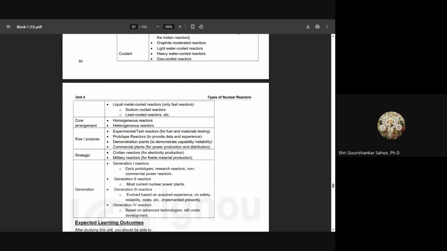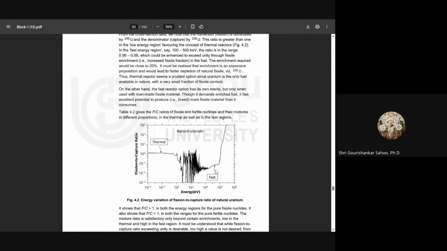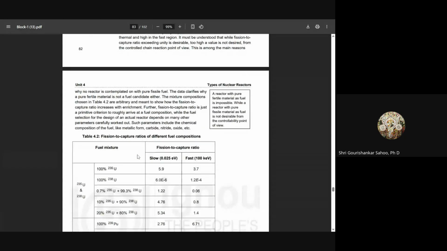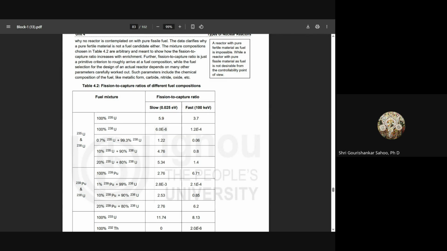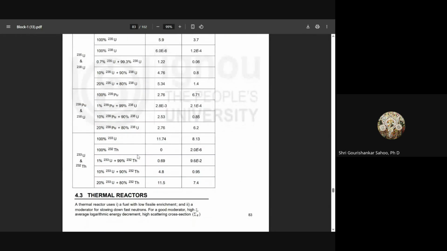Generation 1 reactors are early prototypes, research reactors, non-commercial power reactors. Generation 2 are most current nuclear power plants. Generation 3 are based upon acquired experience, and Generation 4 are advanced technology still under development in different nations. Then energy variation of the fission to capture ratio for natural uranium. On the x-axis you have energy, on the y-axis fission to capture for natural uranium. This is the thermal part, and this is the fast part. The fission to capture ratio of different fuel compositions is shown in tabular form.